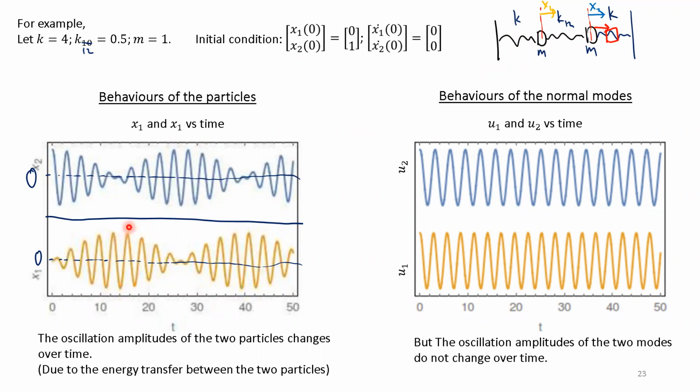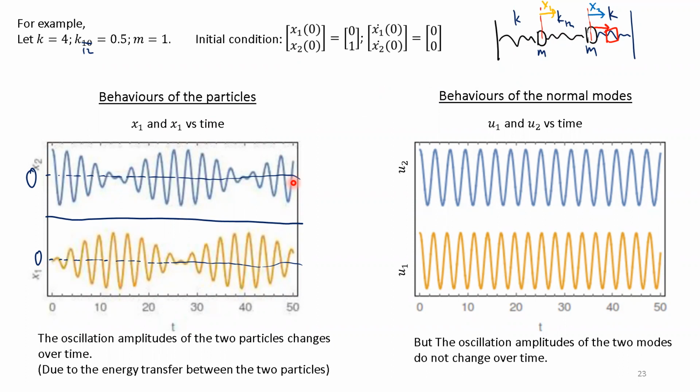And then if you keep tracing the time, now the amplitude of the mass on the left decreases again, and the amplitude of the mass on the right increases again. So the energy of this one becomes weaker and weaker one more time, and now the energy on the right increases again. Then it just happens again and again.